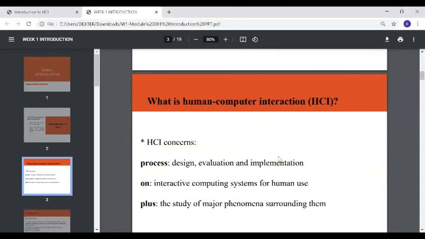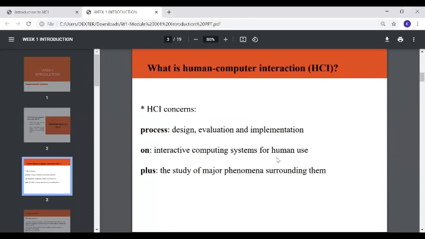Again, so what is human-computer interaction? HCI is concerned with the processes of design, evaluation, and implementation of interactive computing systems for human use, plus the study of major phenomena surrounding them.